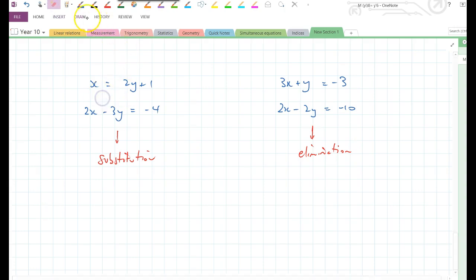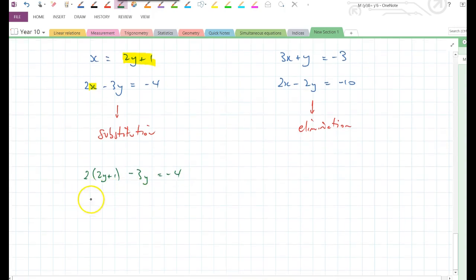So by substitution, I'm going to put my 2y plus 1 in there. That's what substitution means. It's making a substitution. x equals 2y plus 1. So rather than writing x in my other equation, I'm going to write 2y plus 1. The benefit being 2 by 2y plus 1 minus 3y equals minus 4, you'll see here that we've just got an equation in y now that we can solve.